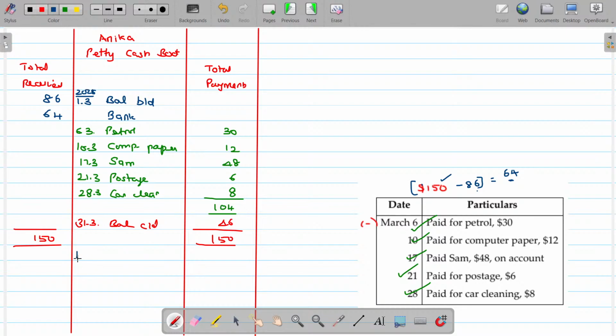On 1st April, balance brought down is 46. You have to restore the imprest system, right? The imprest amount is 150, so how much do you have to bring? The amount you spent in total will be the amount brought in. So 104 you will get from the main cashier. Clear?